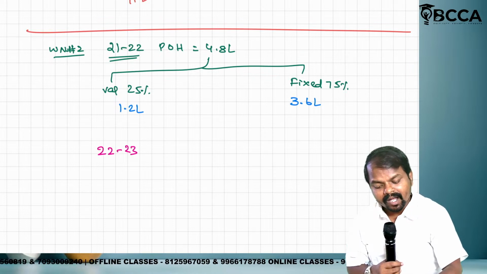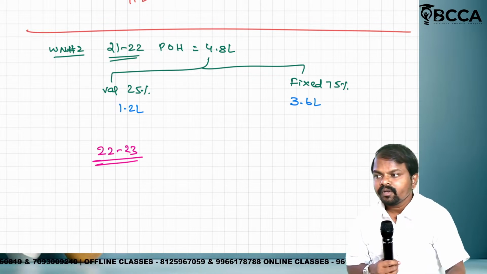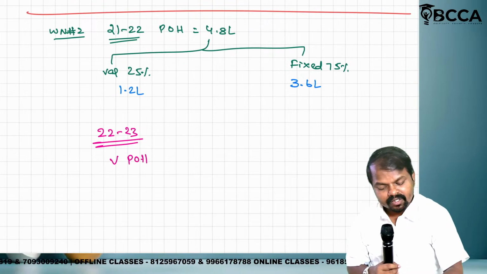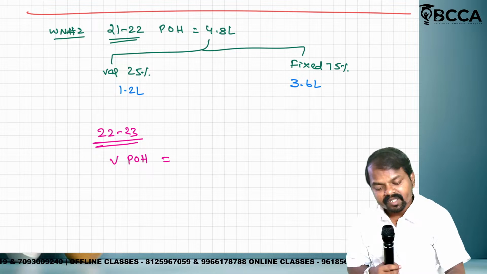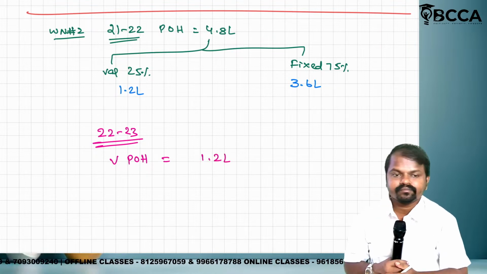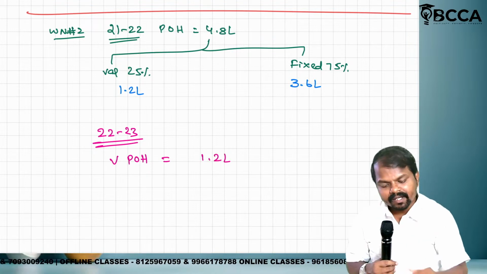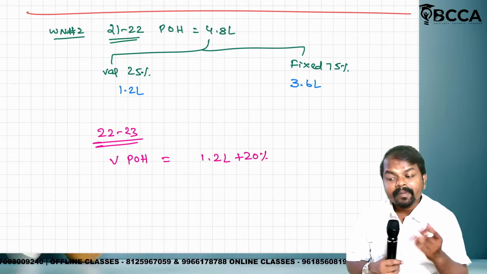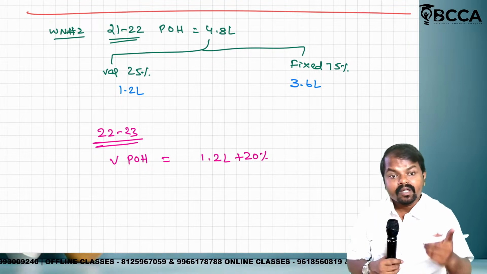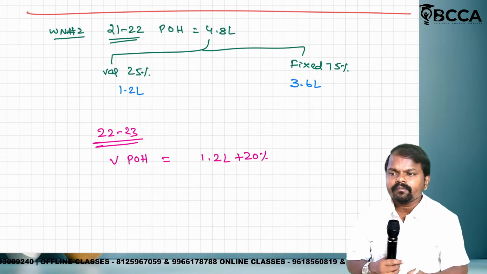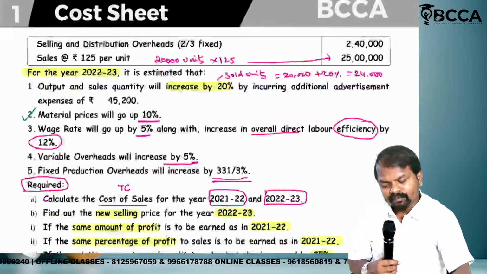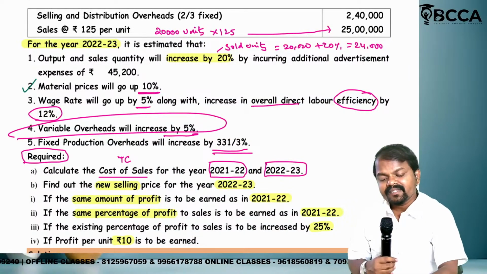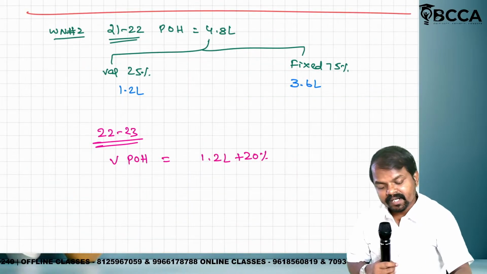You want 22-23 also. Variable POH: what is last year's POH? 1,20,000. From last year to this year, output is increased by 20%. Please check question paper point number 4. Will variable overhead increase or decrease? That is the reason for plus 5%.